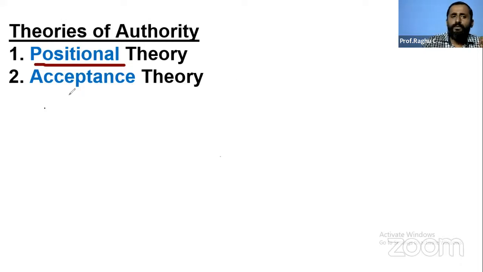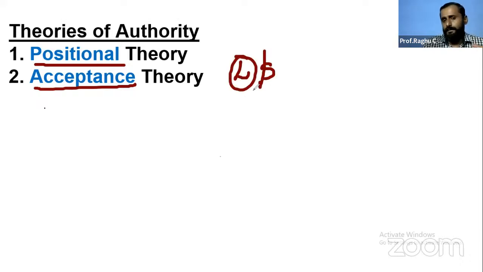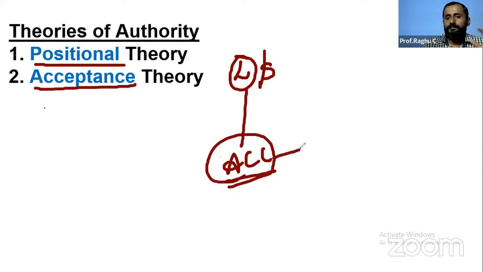And of late, you have got one more theory, that is acceptance theory. Acceptance theory simply says that the authority of a person, authority of a leader, authority of a supervisor depends upon the acceptance of the subordinates. If the subordinates don't accept, the leader or superior won't be having the authority. Right? In simple, this is the one.